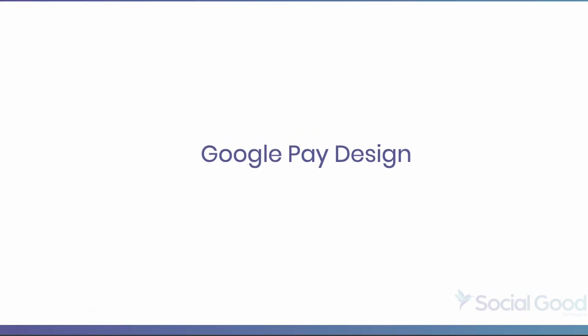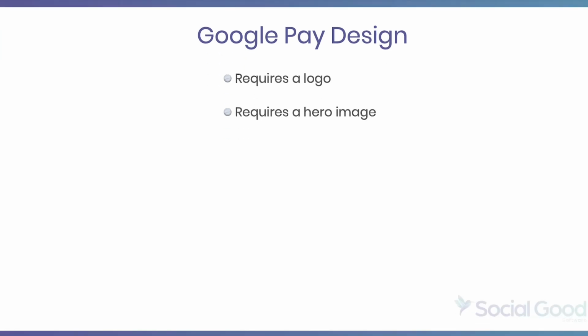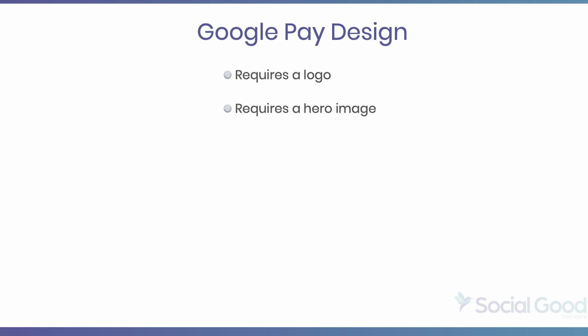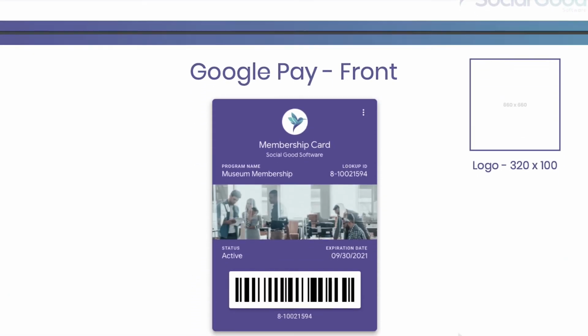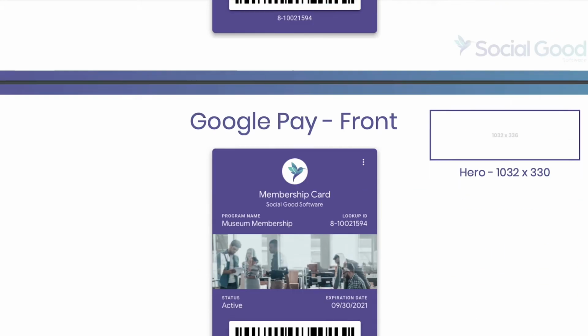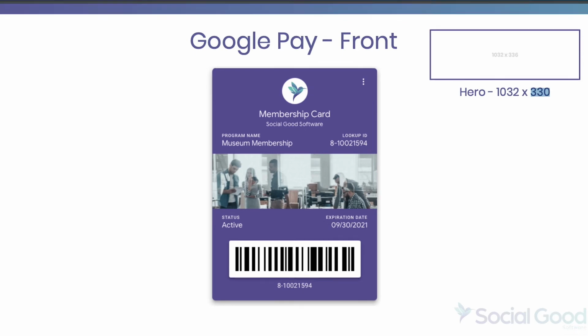All right, so let's go down here to Google Pay design. With Google Pay, you need to have two different assets. You need to have a logo, and then you also need to have a hero image. So let's take a look at this here. The logo is a 320 by 100 image, and it's shown on top of the card here. And then the Google Pay hero image is 1032 by 330, and that's this image here in the center.